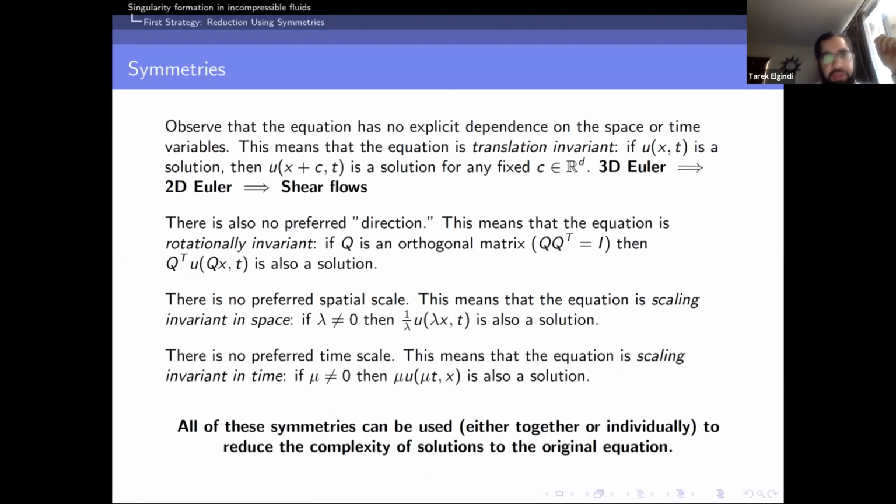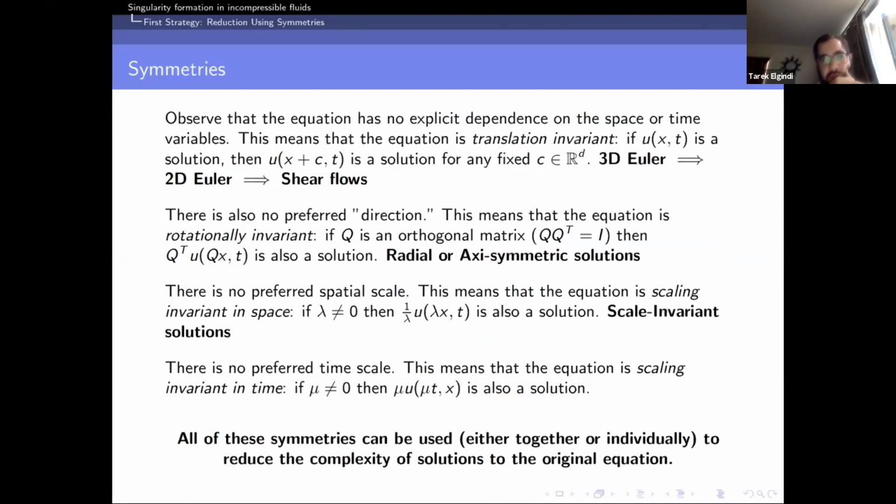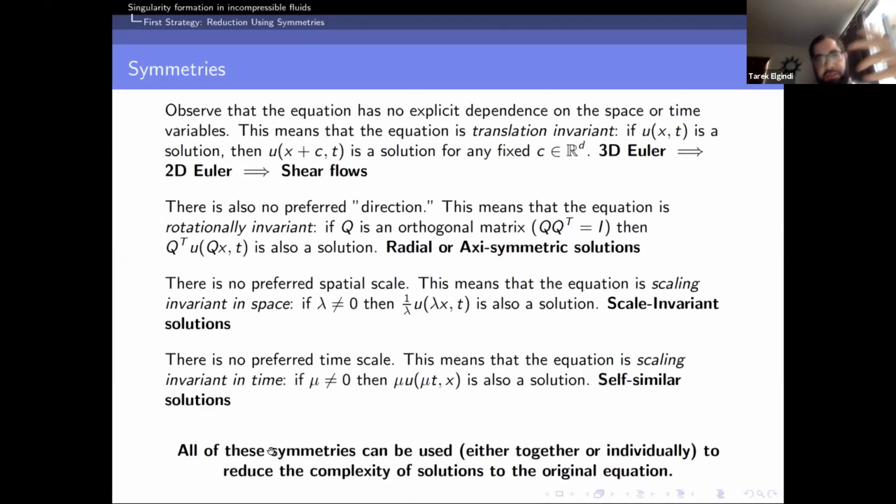So for example, using the translation invariance, you can sort of pass from the 3D Euler equation to the 2D Euler equation, and then from 2D Euler to sort of 1D Euler, which is a class of shear flows. So when you go that far, you've sort of gone to stationary states. And then you could use the rotation symmetry to get sort of radial or axisymmetric solutions. You can use the scaling invariance to get scale invariant solutions. And a combination of the last two will give you self-similar solutions.